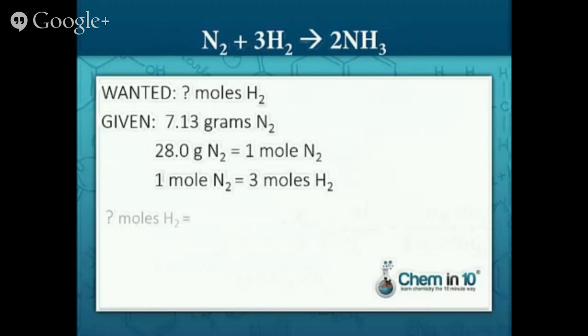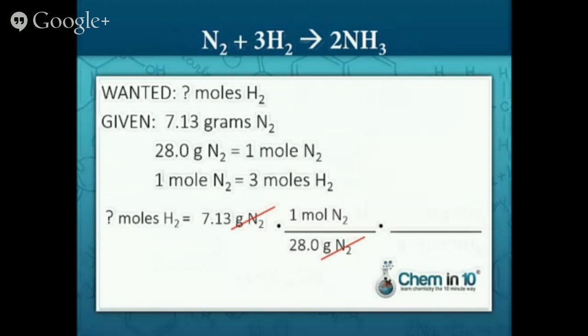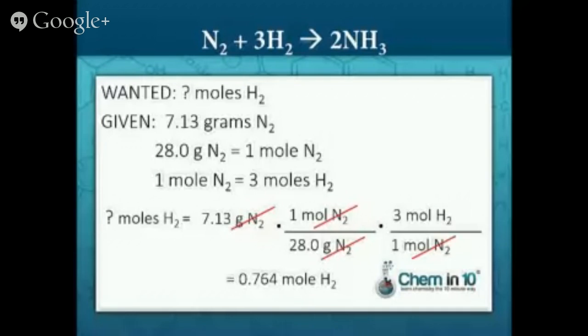We set up our problem, question mark wanted. Question mark moles of hydrogen is equal to 7.13 grams of nitrogen, dot line. To cancel out grams of nitrogen, we need to put grams of nitrogen in the denominator of the conversion factor. So we know that 28.0 grams of nitrogen is equal to 1 mole of nitrogen. The grams cancel out. Now we need to convert moles of nitrogen to moles of hydrogen using the molar ratio. We put moles of nitrogen in the denominator. We know that 1 mole of nitrogen makes 3 moles of hydrogen. Moles of nitrogen cancel out. We multiply our numerators together and divide by our denominators, and we get 0.764 moles of hydrogen.